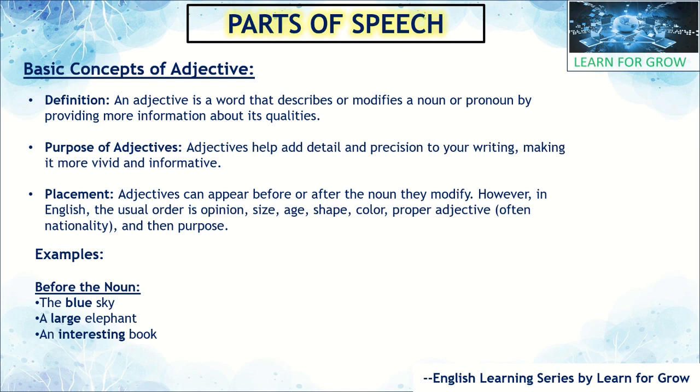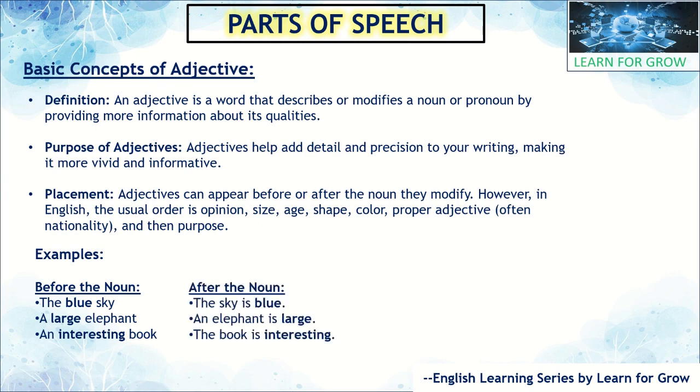Above, a large elephant, an interesting book, right? It gives more information and a clear picture. See here, sky is like a blue sky, right? Like a large elephant, showing the elephant is large, where large is an adjective, right? An interesting book means a book, and a book is a simple book, but an interesting book gives a more beautiful communication, beautiful information about the book.